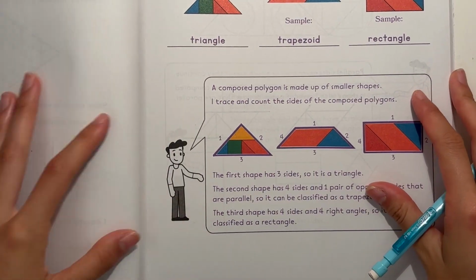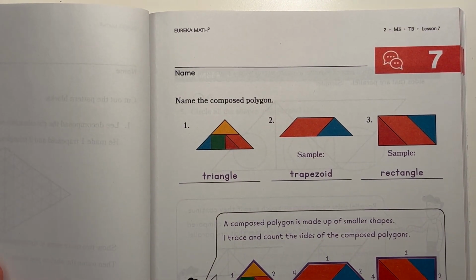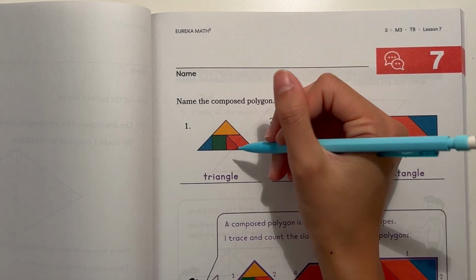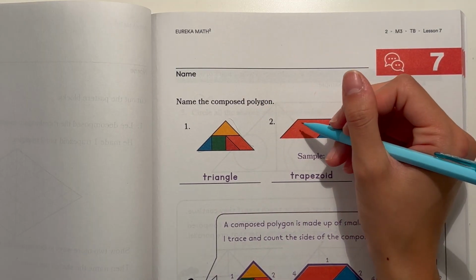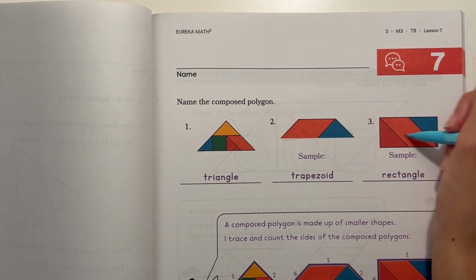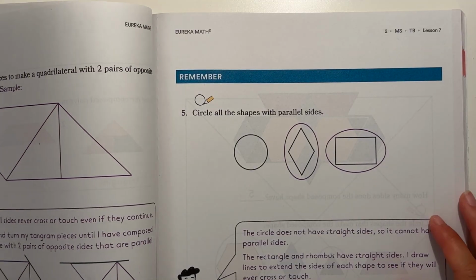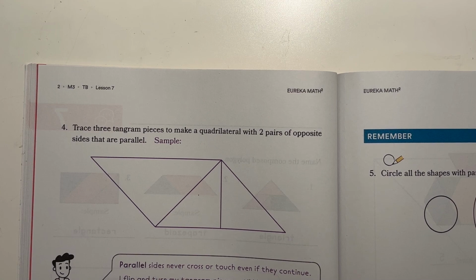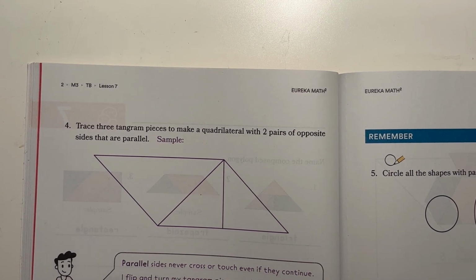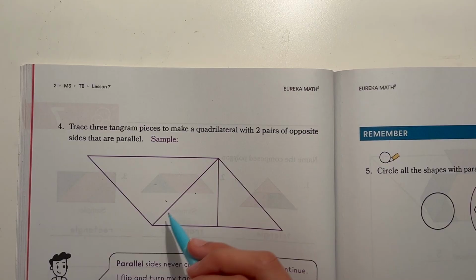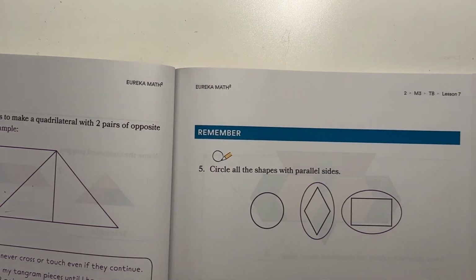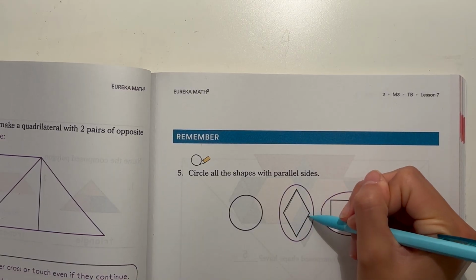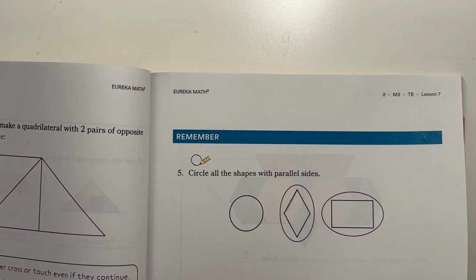Alright. Next, we have lesson 7, explanation part. Name the composed polygon. So this thing is a triangle. And here we have a trapezoid and we have a rectangle. Number 4, trace 3 tangram pieces to make a quadrilateral with 2 pairs of opposite sides that are parallel. So opposite parallel sides. Number 5, circle all the shapes with parallel sides. So remember the train tracks. So these are parallel and this is not.